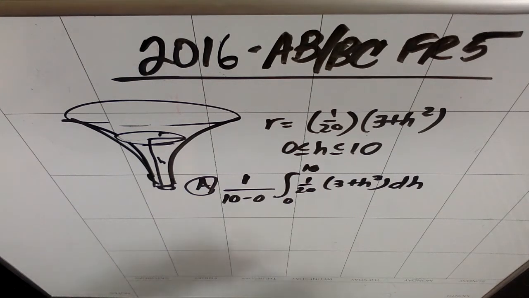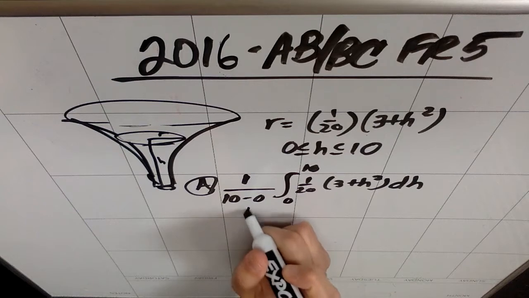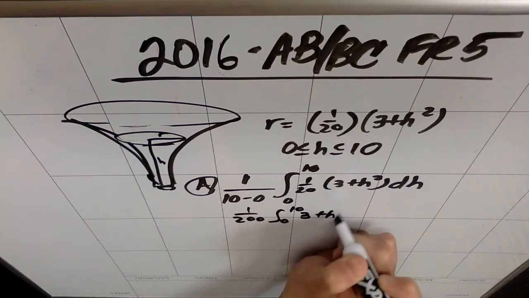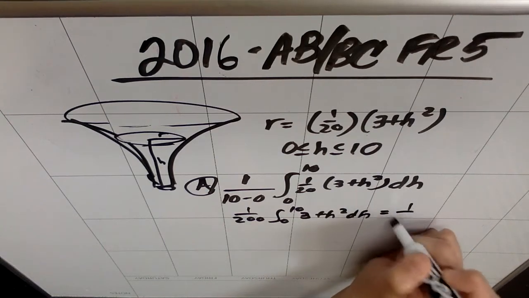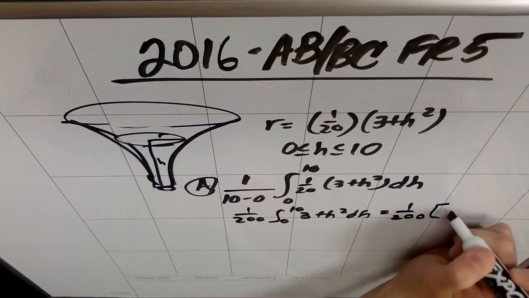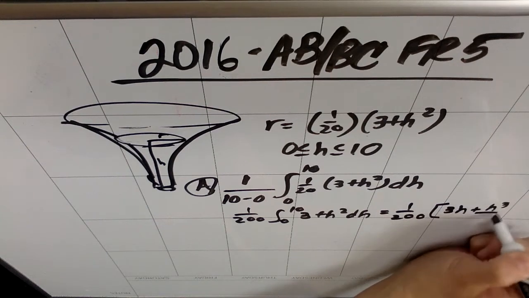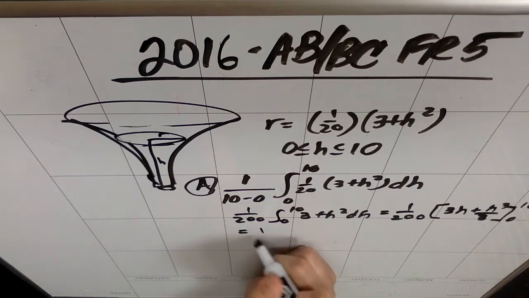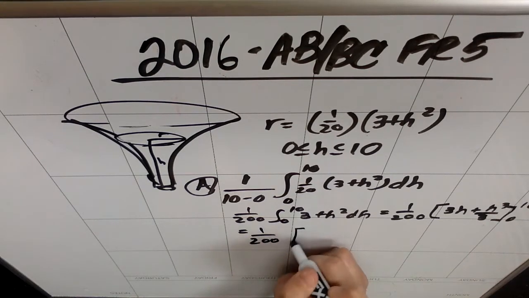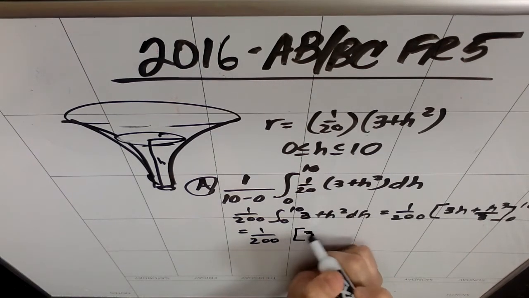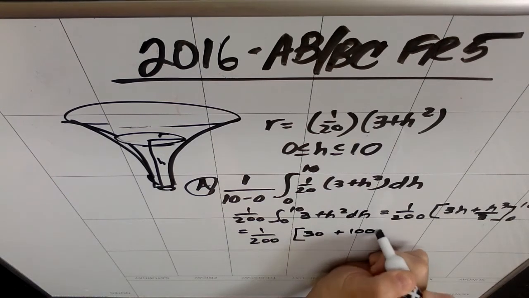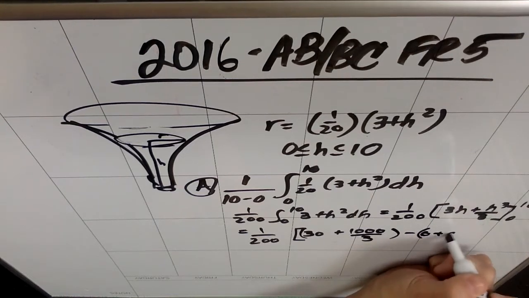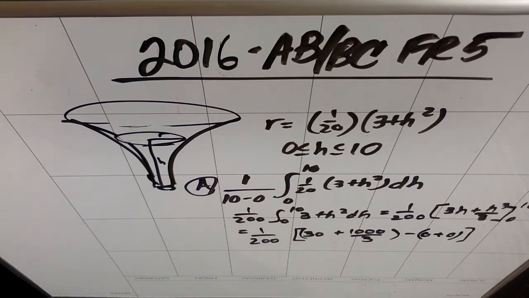If I were you, I'd factor out the 1/20th to go with the 1/10 in the front. So I'm going to make this a 1/200th, the integral from 0 to 10 of 3 plus h squared dh, which is going to be a 1/200th in front of a 3h plus h cubed over 3 from 0 to 10. So that's a 1/200th of, when I plug in 10, I'm going to get 30 plus a 1,000 over 3. And then when I plug in 0, it's going to be 0 plus 0, which doesn't always happen, but frequently happens with polynomials.